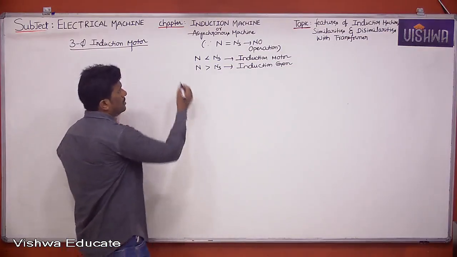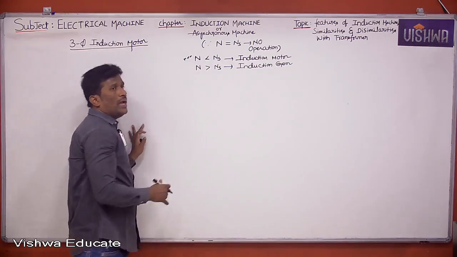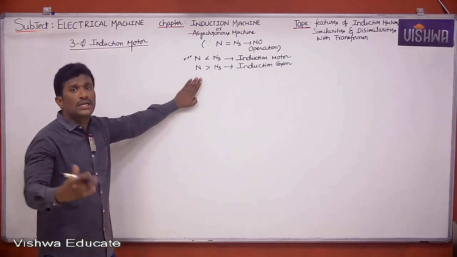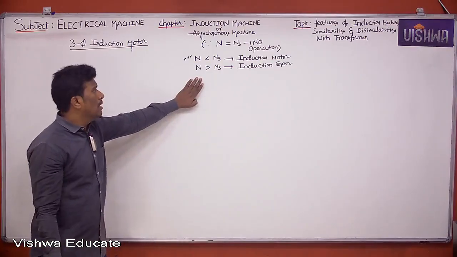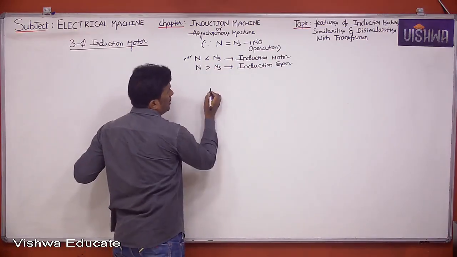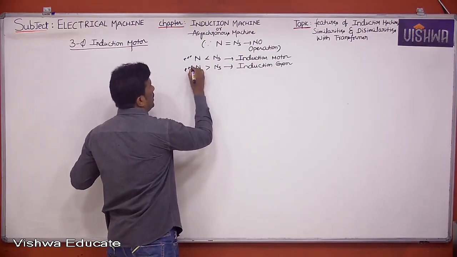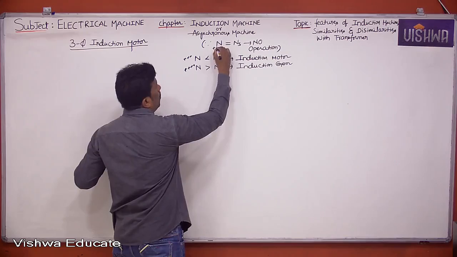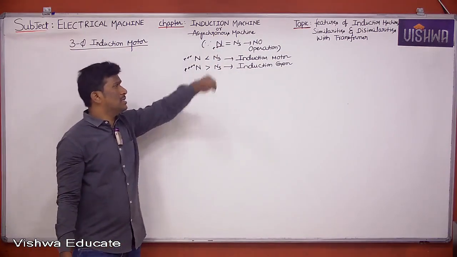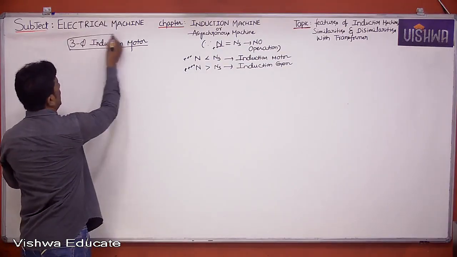Please, this is very important. N is less than ns. I'll tell you why n is less than ns in case of induction motor, and why n is greater than ns in case of induction generator. We'll see that. As of now, please try to remember: n less than ns, induction motoring mode; n greater than ns, induction generating mode. At n equal to ns, we don't have any operation. That's the reason we can call induction machine an asynchronous machine. First, we'll see three-phase induction motor.